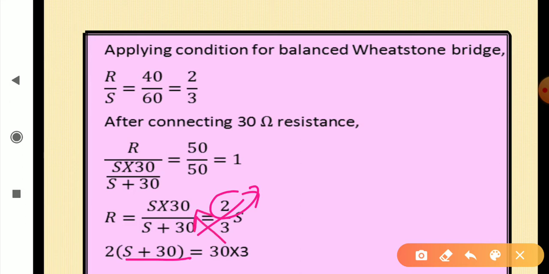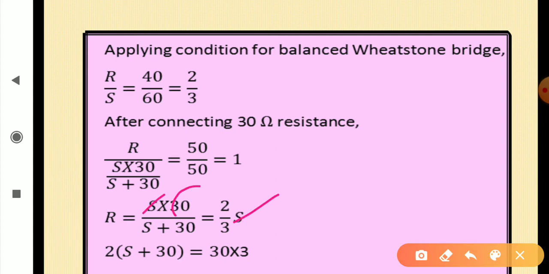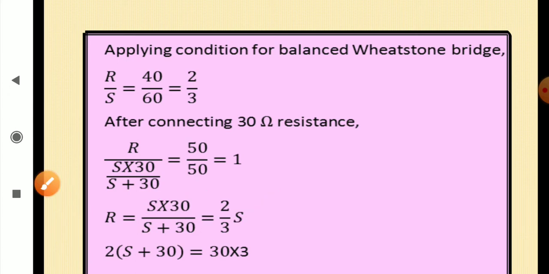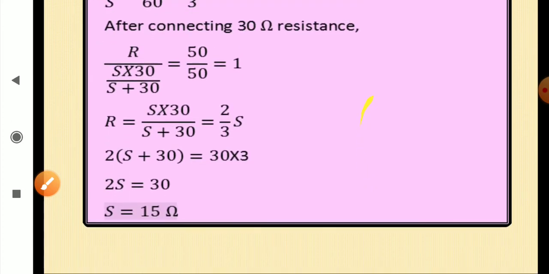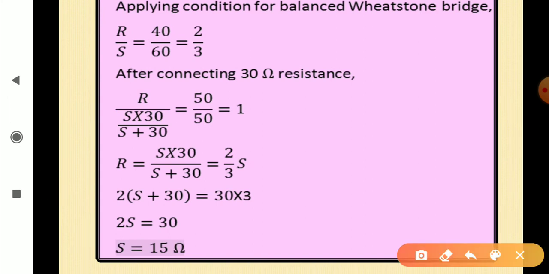So this is 30 into 3. Look at it. This S is cancelled on both the sides. So only 30 is left here, 30 into 3. I hope you understand it, right? Now from here, when you open the bracket, you get 2S plus 60 is equal to 90, and simplifying, 2S is equal to 30, or S is equal to 15 centimeter.